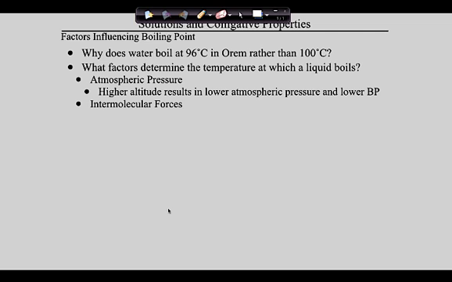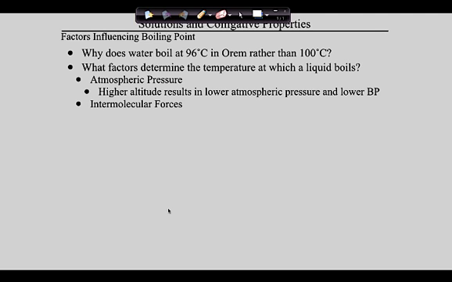So guys, if you didn't figure that out, that's the connection. The higher the altitude, the lower the atmospheric pressure, and therefore the lower the boiling point. And then, guys, as we said before, we also know the other factor that influences boiling point is the strength of the intermolecular forces.